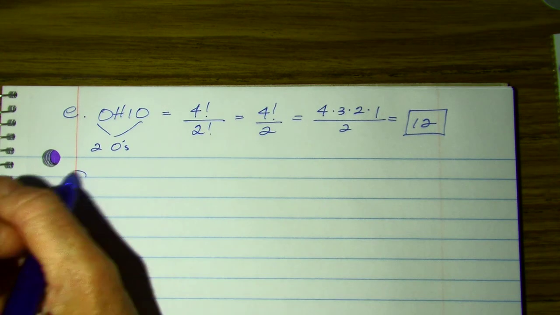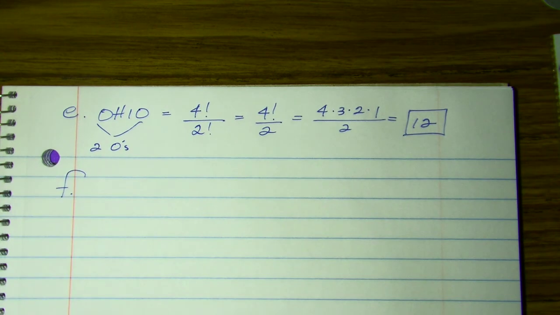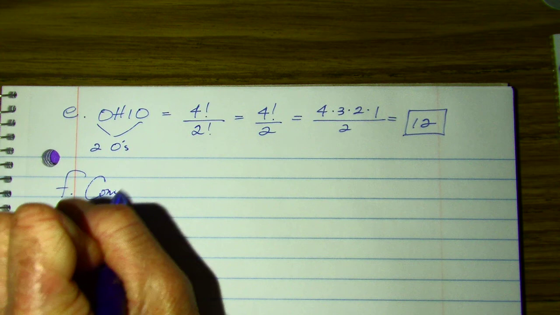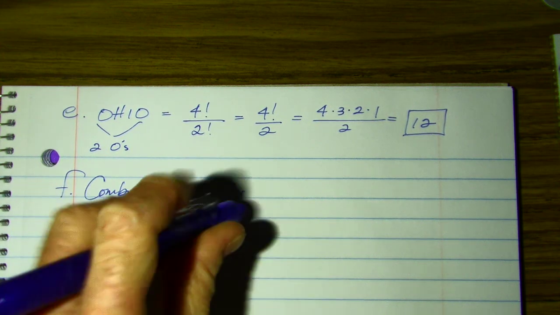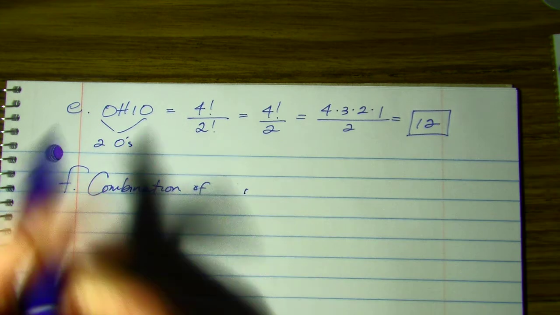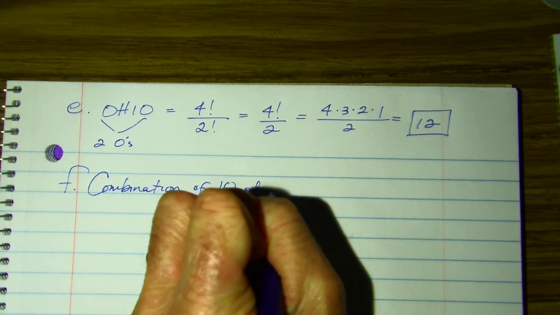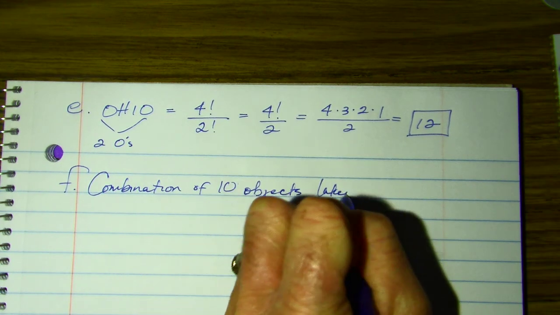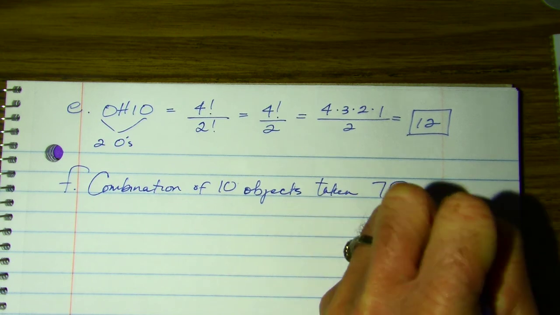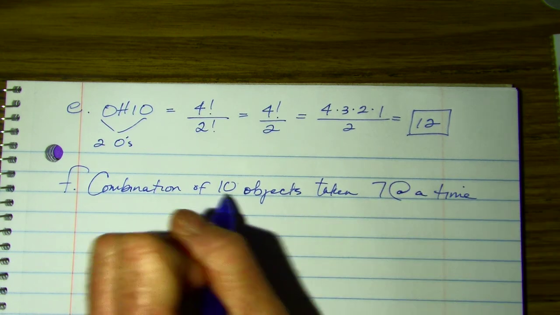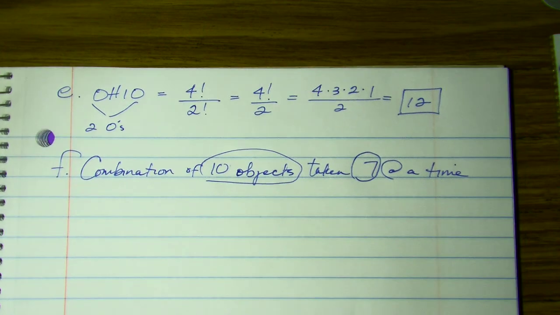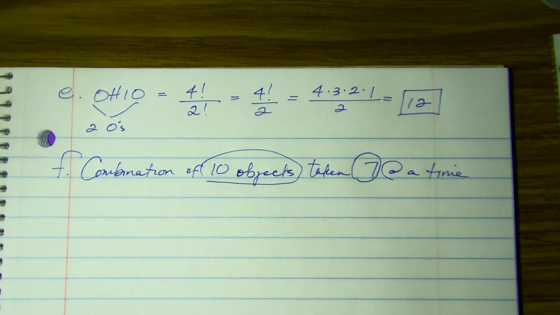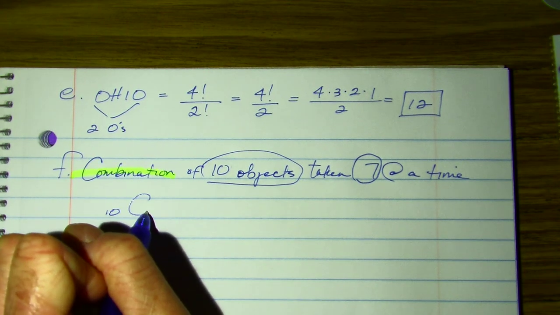All right, part F asks find the combination of 7. Whoops, no, it said of 10. Sorry, the total was 10. Of 10 objects taken 7 at a time. So this is your total. This is the smaller number, but they are talking about combination. So you shouldn't be like, what button do I use? It's right there. So 10, C, 7.